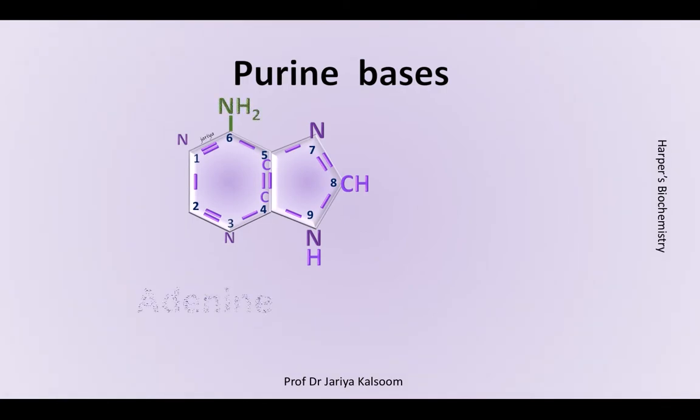Presence of an amide group attached to carbon 6 on the purine ring makes it adenine, whereas an oxygenated carbon 6 and an amide group at carbon 2 of the purine ring makes it guanine.